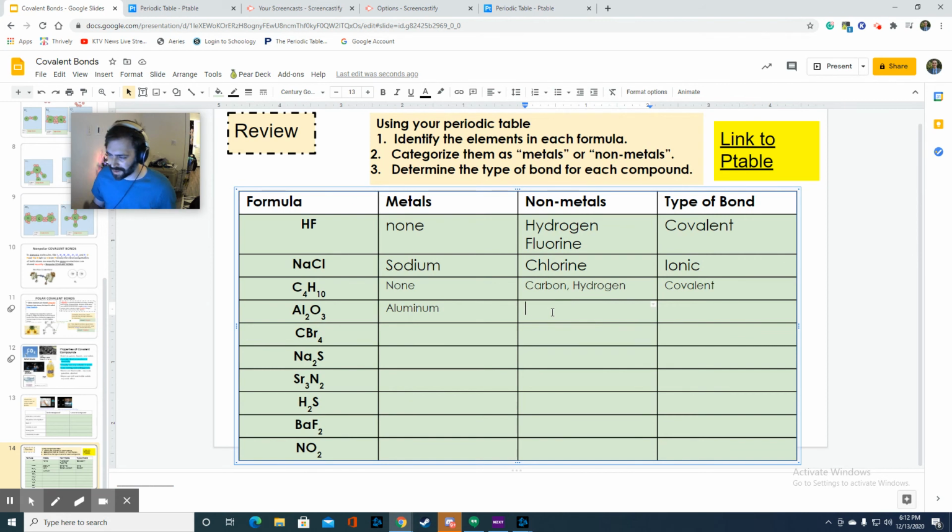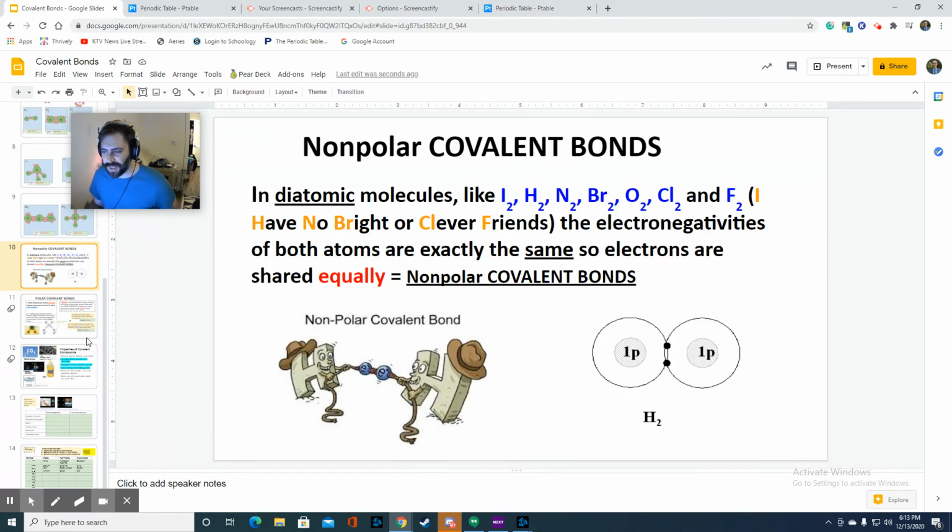So I'm done with the metals. Go to nonmetals: oxygen. And then type of bond. I got a metal and a nonmetal, so it's ionic. All right. So the recap: nonpolar covalent bonds, electrons are shared equally.